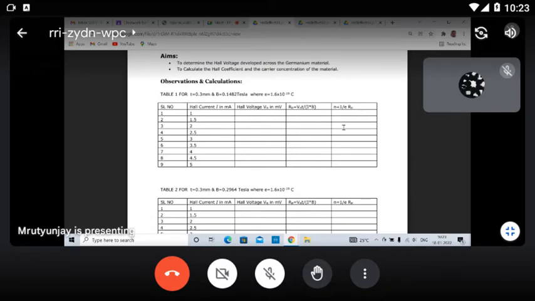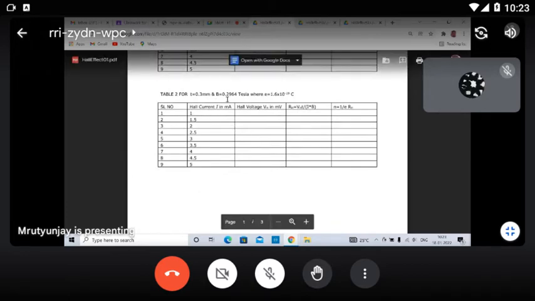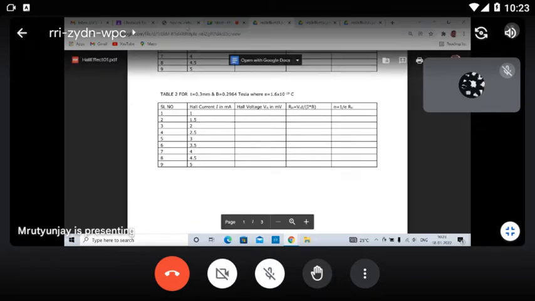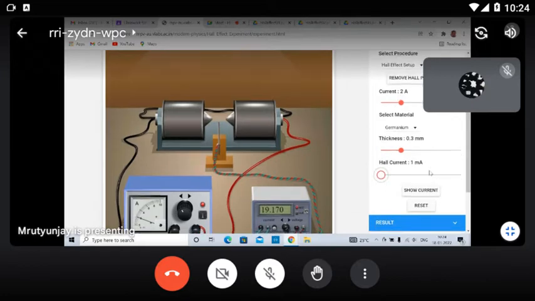Table 1 over, then go to table 2. Okay, in table 2, what to do? First of all, you have to check the thickness. Thickness should be 0.3 and B is 0.2964. That means you need to change the current through solenoid to 2 ampere. Okay. So for 2 ampere, we are getting what? 0.2964 Tesla. Then thickness should be same and you need to change the Hall current from 1 milliampere.